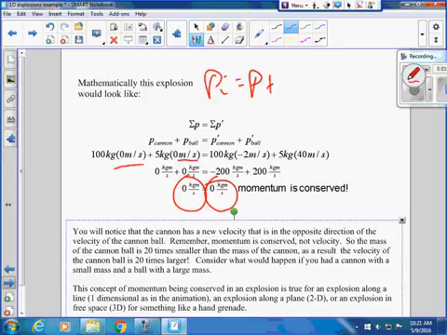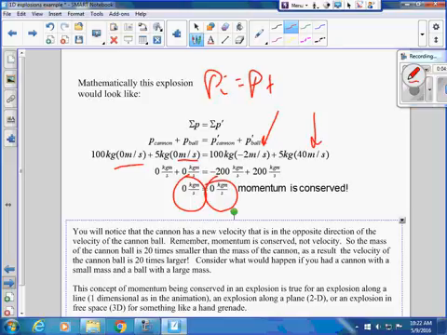We're going to do a sample where I would ask you to find one of those two things, find how fast one of the two things is moving. You'll notice that the cannon has a new velocity that is in the opposite direction of the velocity of the cannonball. Remember, momentum is conserved, not velocity. So the mass of the cannonball is 20 times smaller than the mass of the cannon. As a result, the velocity of the cannonball is 20 times larger. Consider what would happen if you had a cannon with a small mass and a ball with a large mass. Well, the cannon itself would go flying backwards, right?